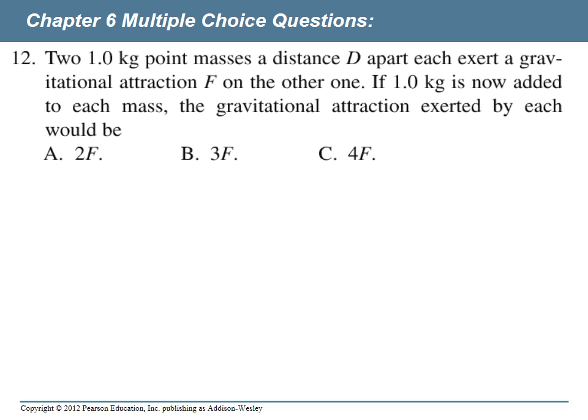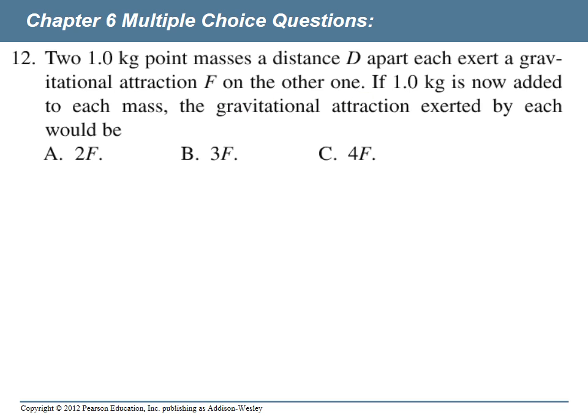Much easier to deal with otherwise. Otherwise, we'd have to take the fender to fender and the masses of those fenders and the distance between the wheels and all kinds of stuff. So we just assume they're point masses to make life easier. So we have these two 1 kilogram point masses, some distance d away from each other, and they exert a gravitational attraction F on one another.